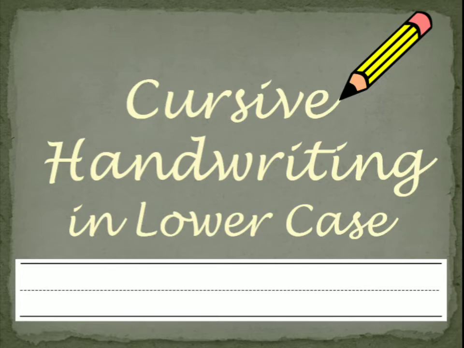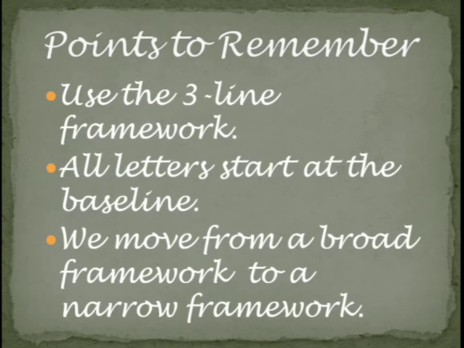Cursive handwriting was invented to be more fluent, making writing faster than writing one letter at a time. When you write continuously, your brain knows where the pen is and makes it faster. A few points to remember. We're using the 3-line framework with the baseline, midline and top line, describing it as the grass, clouds and sky. All our letters start at the baseline and we move from a broad framework to a narrow framework as we keep practicing and getting more fluent.